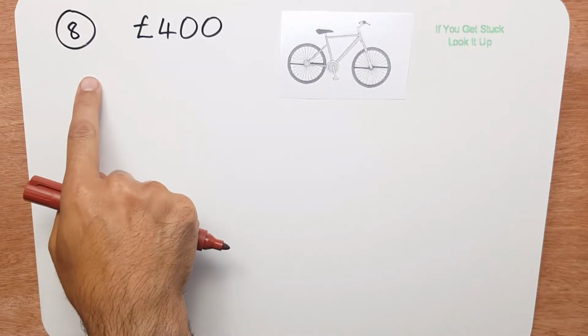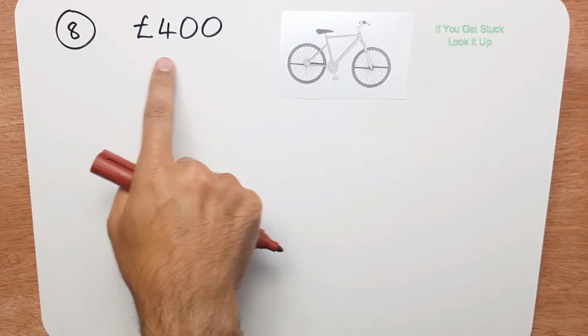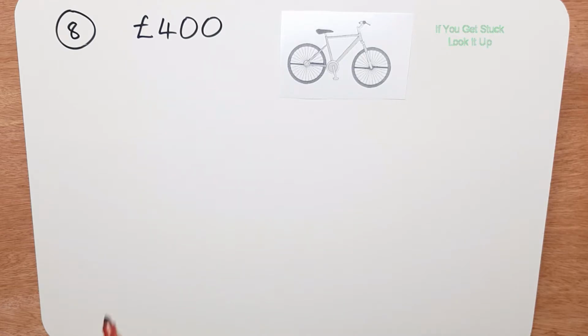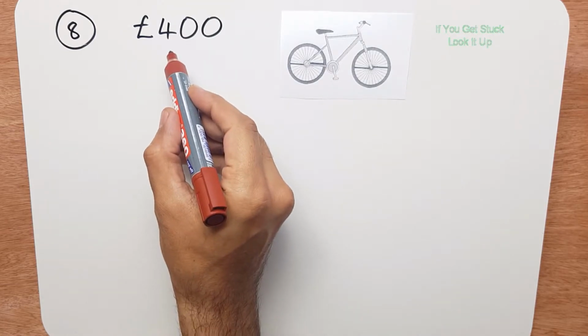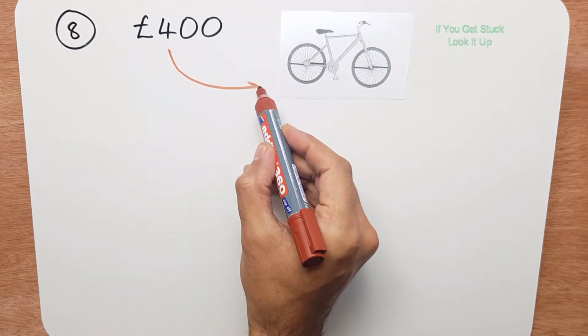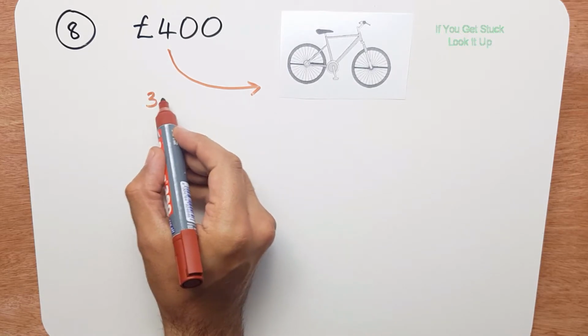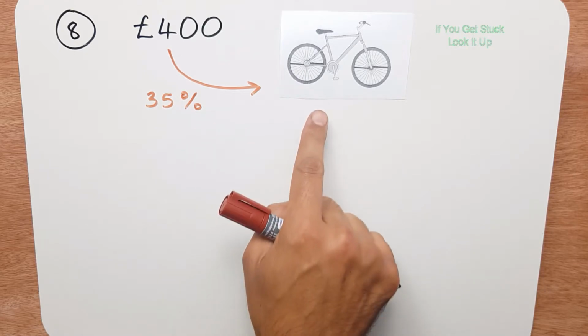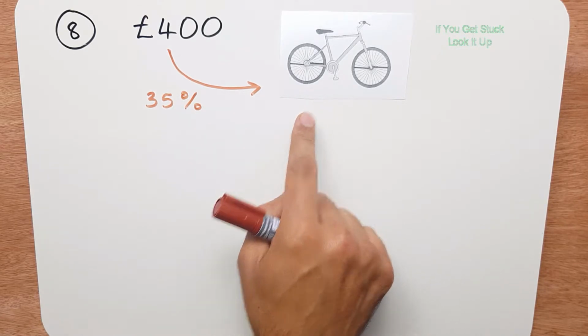In question 8, we're told that Jack has £400 and he buys a bike. And he spends 35% on the bike. How much does he spend on the bike?